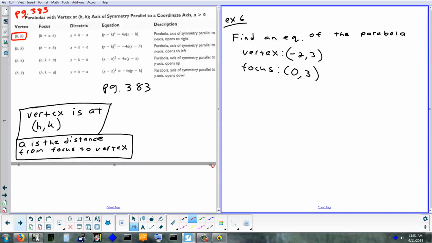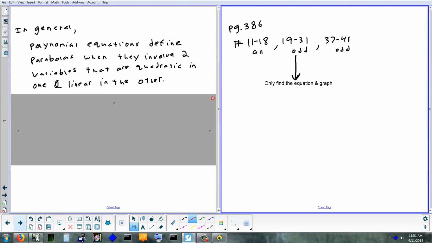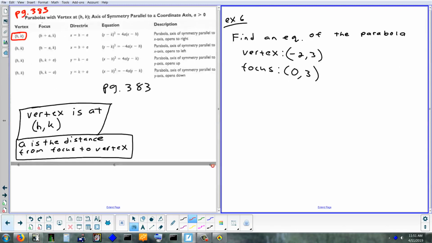Okay, so find the equation of this parabola. How many letters do we need to find now? We always have to find A, but what else do we have to figure out now? H and K. So let's go H, K, A. We have H and K. What are they? Negative 2 and 3. So once we know what formula to plug into, we already have the 2 numbers to plug in.